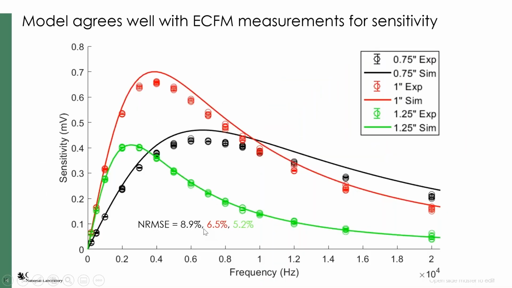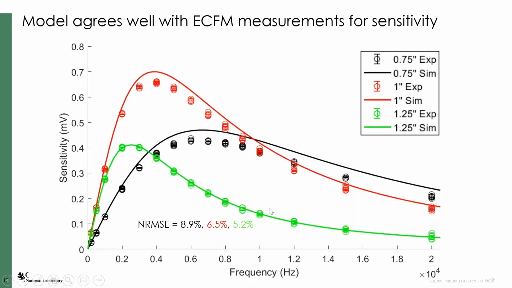Okay, so let me just jump right into the comparison of the experiments and modeling. So again, as I mentioned to you earlier, you want to know if these things work before you can make any conclusions. So in the symbols and different colors, I show you the experimental data for the 3 sensors. On the lines, the color lines are the COMSOL simulation results. As you can see, this is the sensitivity as a function of frequency.